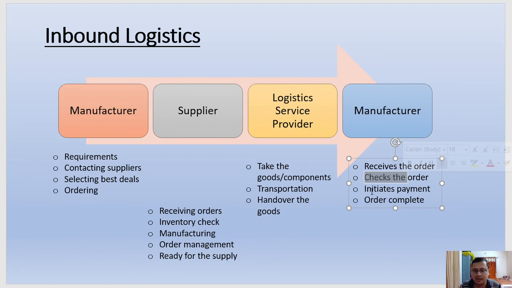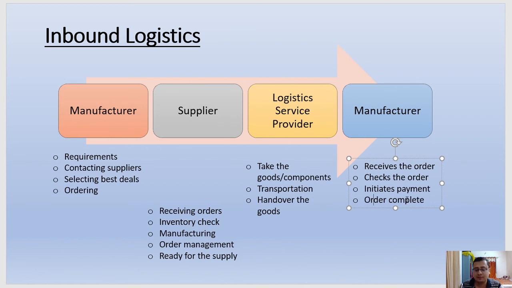After checking the order and knowing that it is correct, I'll initiate the payment to the supplier. Sometimes I have to pay the logistics service provider as well, but sometimes the payment for the logistics service provider is completed by the supplier himself. So the third point says I should initiate the payment for the supplier. After the payment is complete, my order is complete. I have received the components at my factory. The movement of the raw materials or products from the supplier end to the manufacturer end, that is my end, is known as inbound logistics.